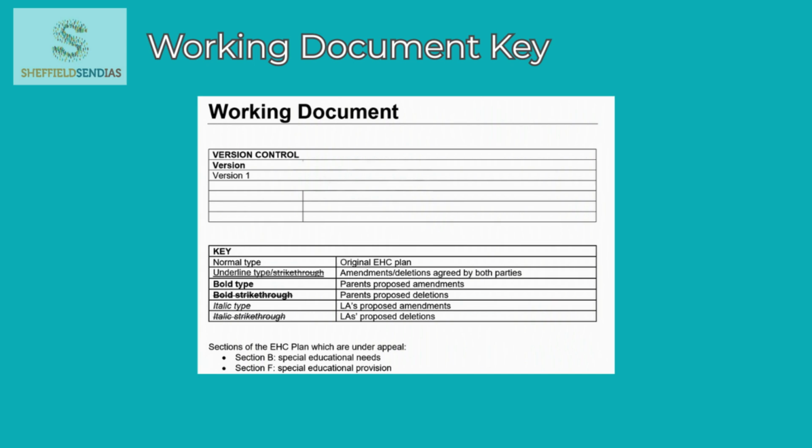The slanted type, known as italic, is the local authority's amendments, and italic strike-through is the local authority's proposed deletions. This key can appear confusing at first, but it's important that you familiarise yourself with it, as it will help you in acknowledging where the changes are and who has requested them.